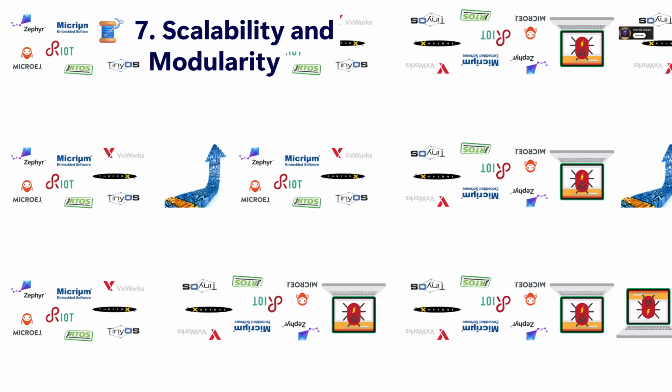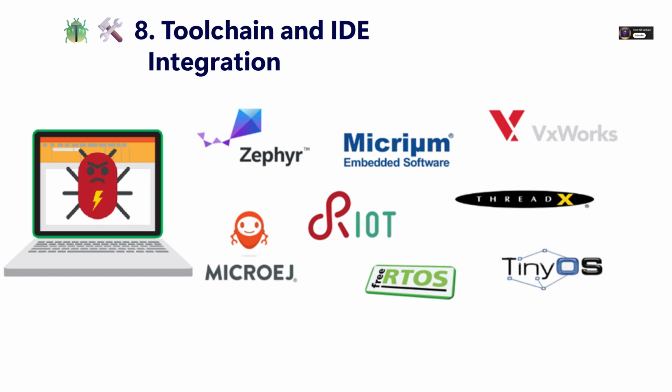And development tools. Debugging an RTOS sounds challenging. It can be. So factor 8 is toolchain and IDE integration. Does it play nice with your preferred tools? IAR, Keil, maybe VS Code or Eclipse. Good debugging and tracing tools are essential. Seeing what tasks are running, when they switch, how much memory they use, it's vital.